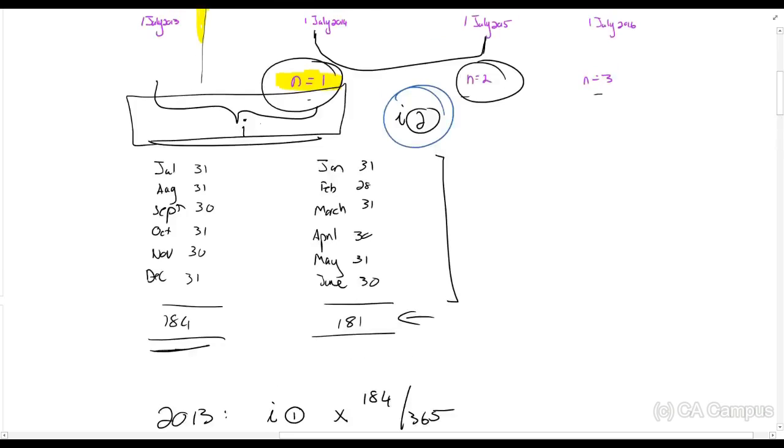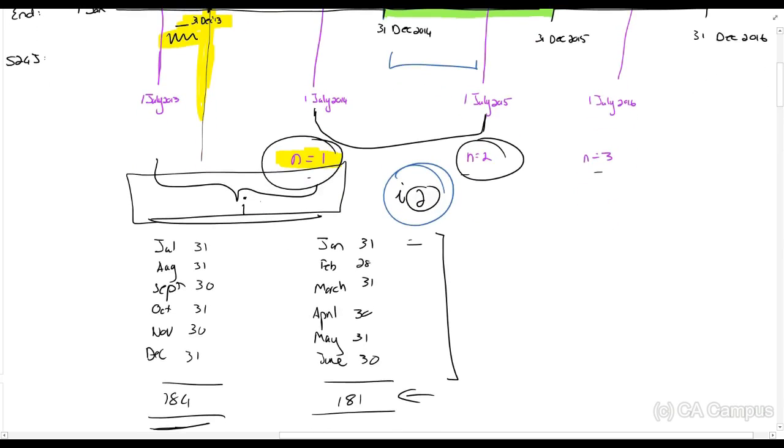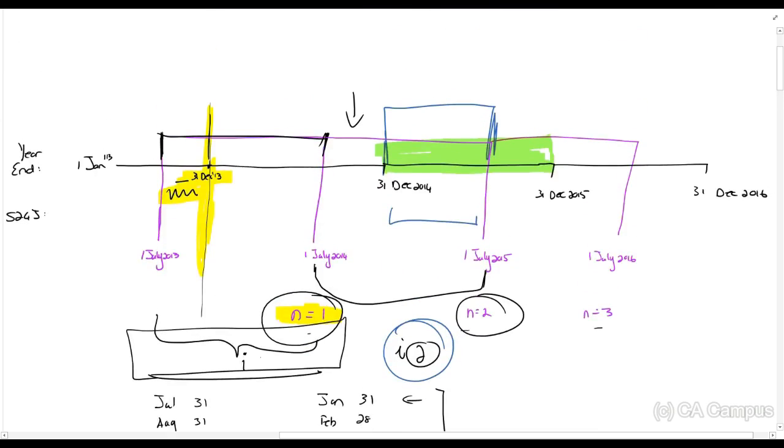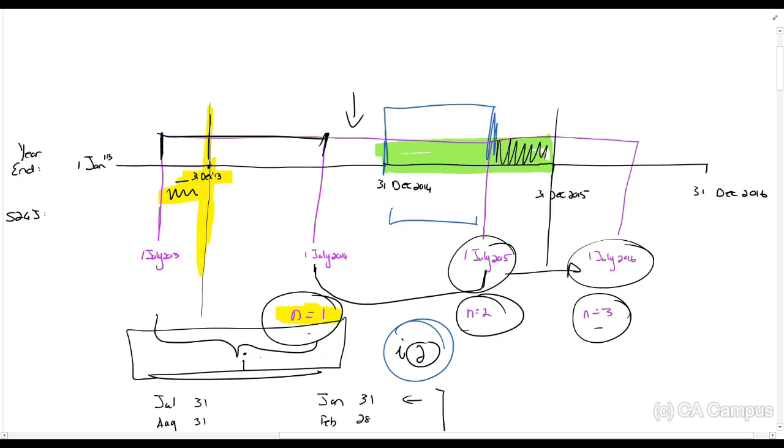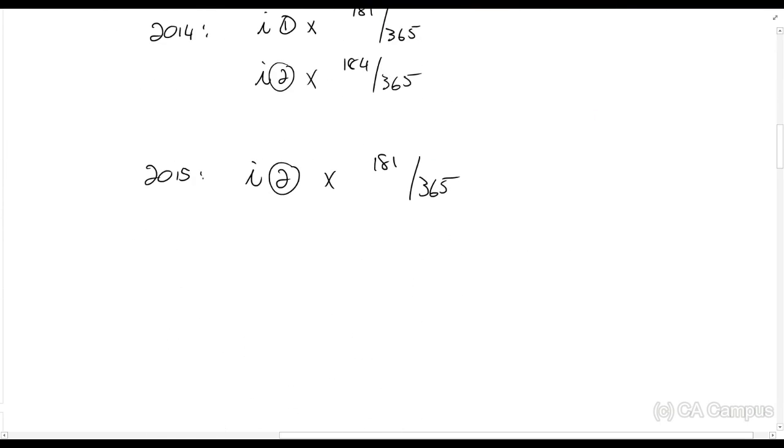So again, in 2015 we have interest for period 2 times 181 over 365, because that is from January to June. Then we have N3, can you see? That period N3 runs from the 1st of July 2015 to 2016. In our 2015 tax year, we only have this period over here. So in 2015, we'll have I3 times 184 over 365.